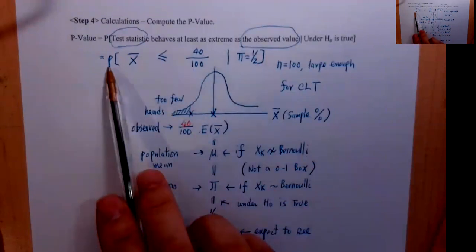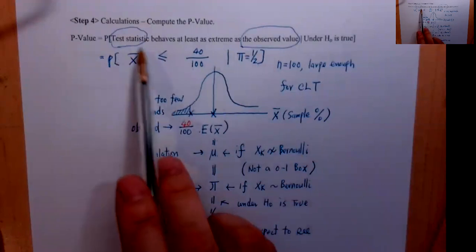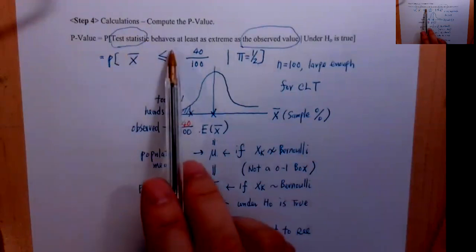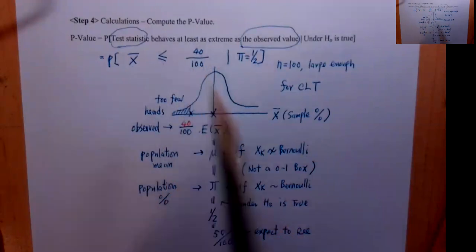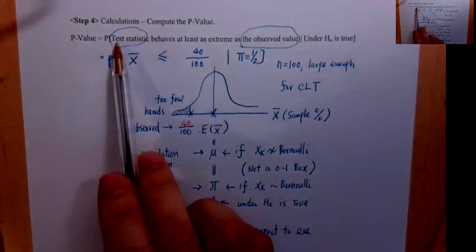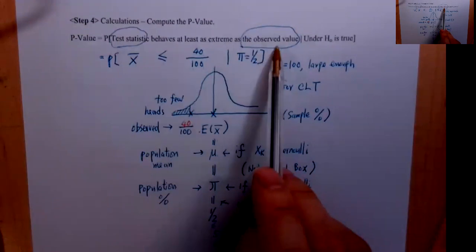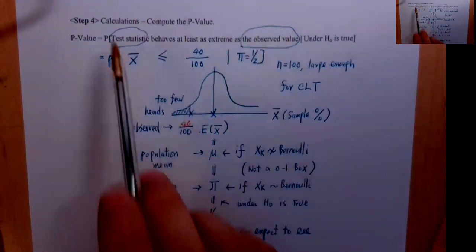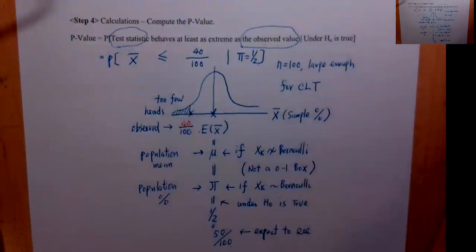How likely are you going to see this happen? Under a fair coin, how likely are you going to observe a sample percentage less than or equal to 40 over 100? This gives a clear explanation about what we mean by extreme, what we mean by observed, and also the test statistic. And under H0, pi is 50%. Think about this. You have 20 seconds, think about this.